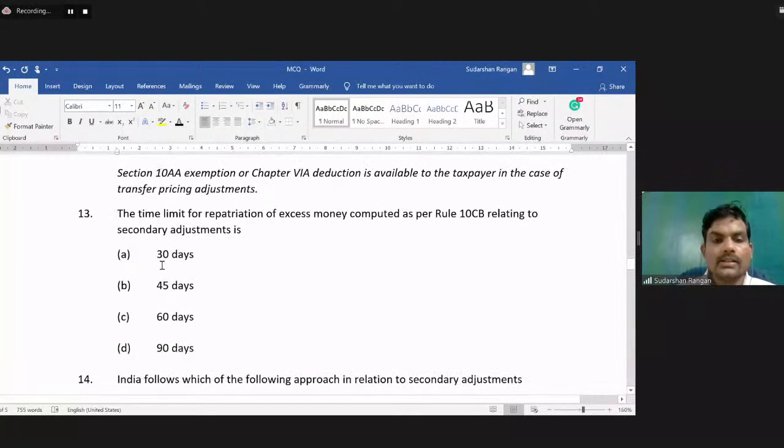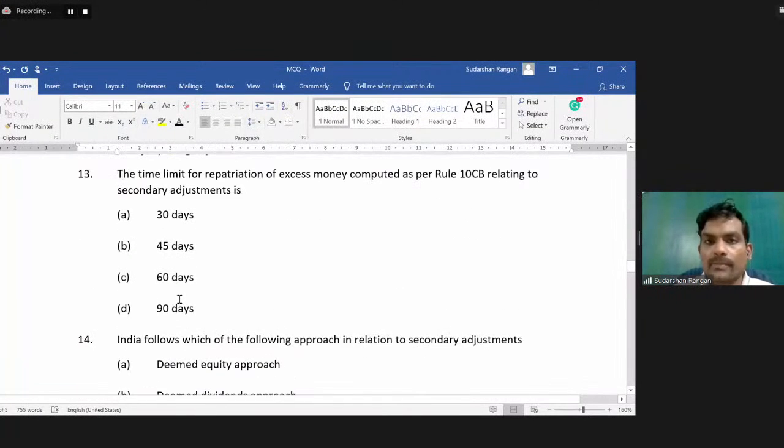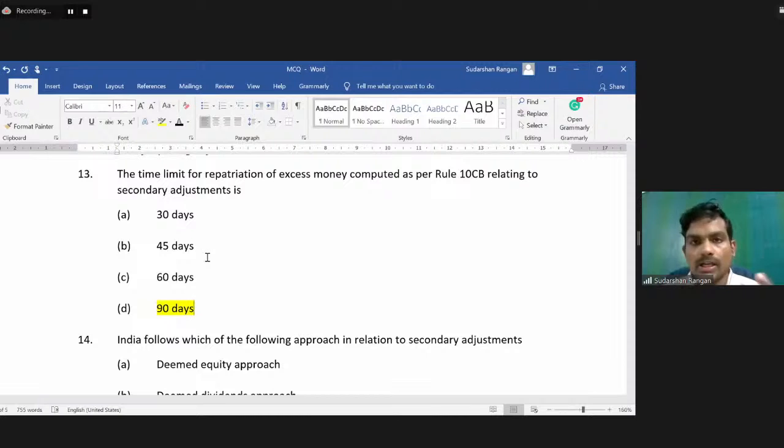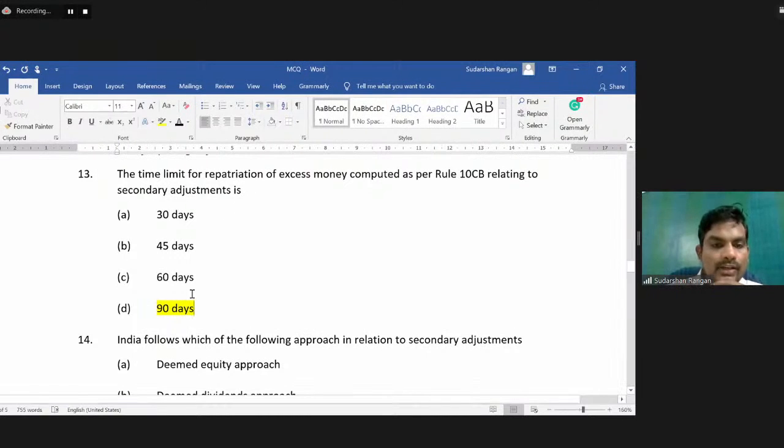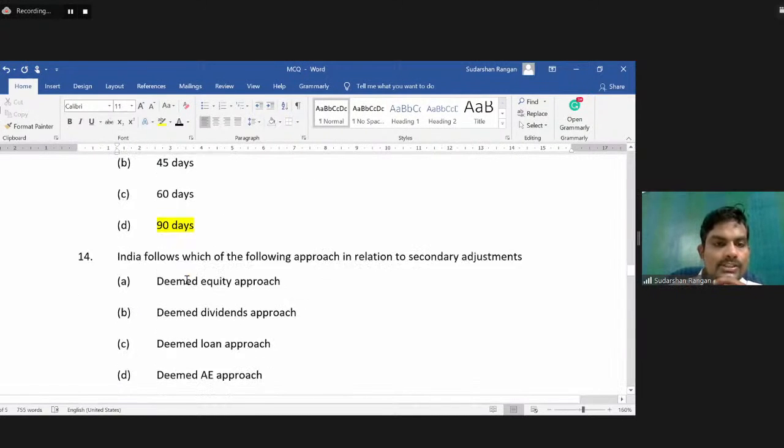12 we already done. 13th, the time limit to bring back the money, the primary adjustment money, into India is 90 days. If you don't bring back, then interest will tick in at SBI rate, which is marginal cost of lending rate SBI plus 325 basis points. So currently it's 8% plus 3.25, which works out to 11.25%.